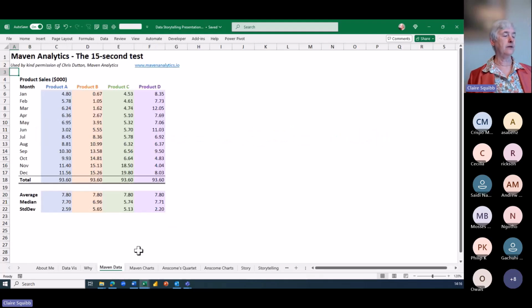So they've come up with the 15-second test. If you look at this, we have 4 products, and the average is the same. The median is similar, and the standard deviation, there are 2 sets. There's a 5-1 and a 2-1. So the statistics are similar, but if you look at those for 15 seconds, would you be able to tell me anything about that data? I'll give you 15 seconds.